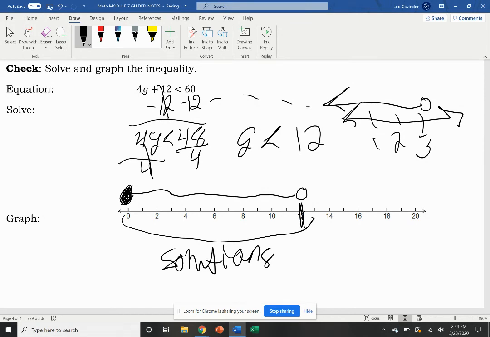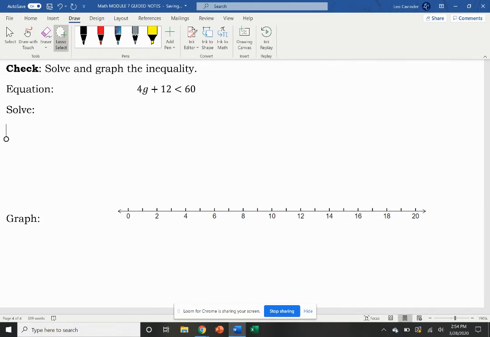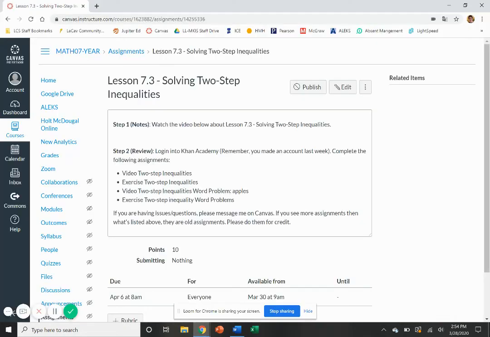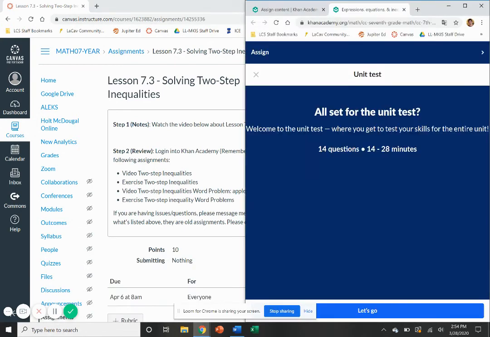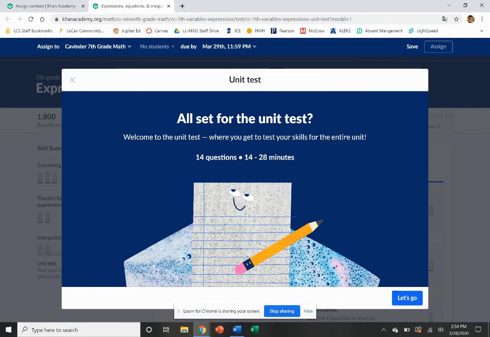Okay, so that is all my notes for you about Module 7. Actually, it's the whole module, and writing two-step equations. So again, in Canvas, this will be your 4 assignments in Khan Academy. This is actually the unit 3 review exam, so please don't think of this as the actual unit test. This will just be the review.